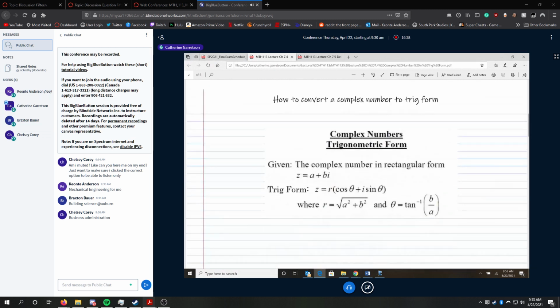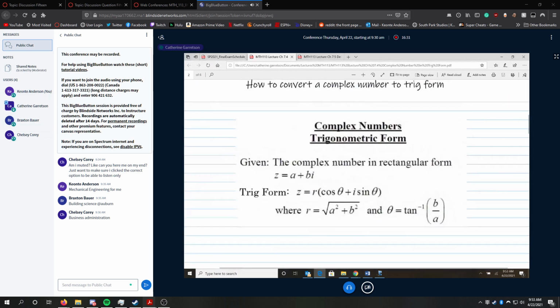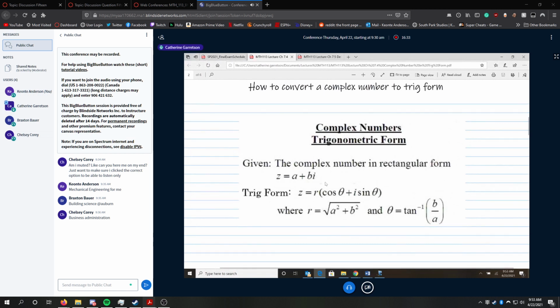So to convert it to trig form, my complex number is in the generic form, a plus bi. Now, there's nothing to say the b has to be a plus. You could have the number 4 minus 7i, right? But this is our generic a plus bi. So trig form, it looks like this. And so I think, well, how do I get it into this form?